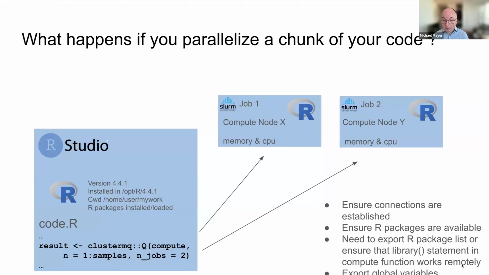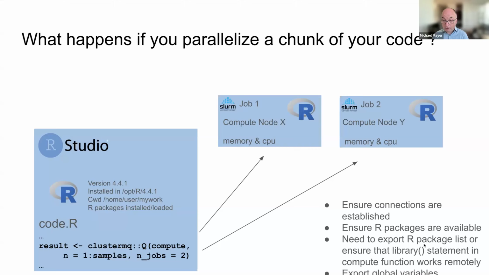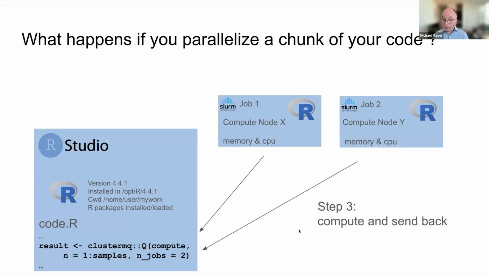So what we need to make sure here is that the connections are actually properly established, R packages are available, and if needed, we need to export. We need to be able to tell those independent R sessions which R packages they have to use. Good. So computations are ongoing, and once they're finished, they will send back the result to this RStudio session.